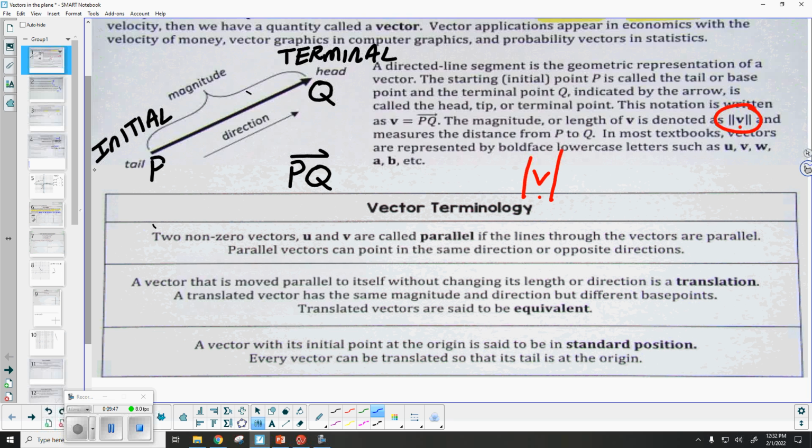So a vector with its initial point at the origin is said to be in standard position. Okay, so up until now, every time we hear standard position, you're probably thinking about rotating from the positive x-axis. Yes. When we're talking about vectors, though, standard position means that the initial point is going to be at the origin. Okay, because it's really, really simple to work with vectors if they're starting at the origin, and you'll start to see that as we get through some examples. Every vector can be translated so that its tail is at the origin.